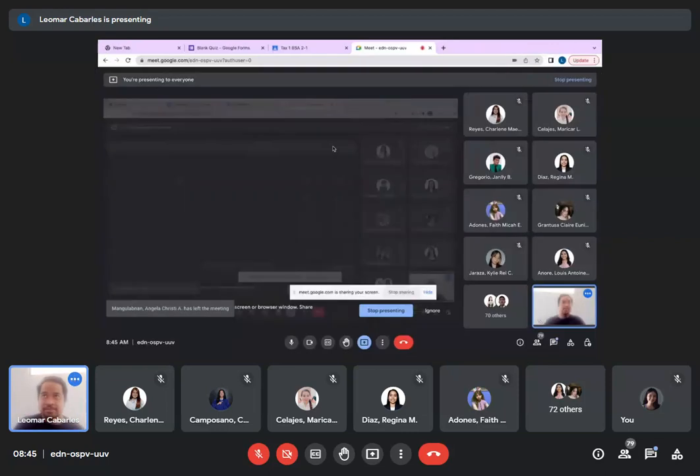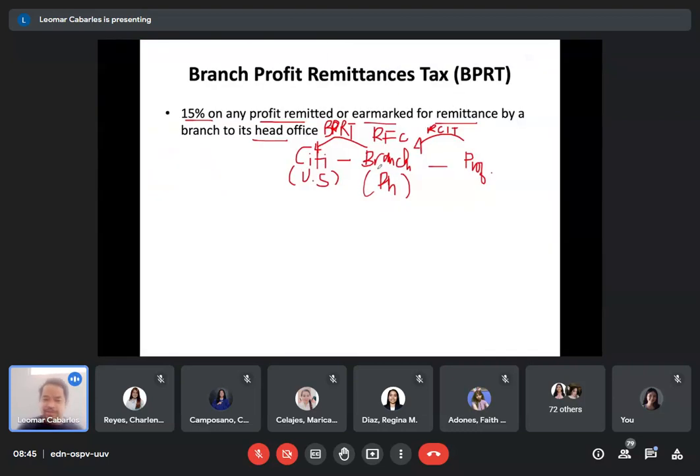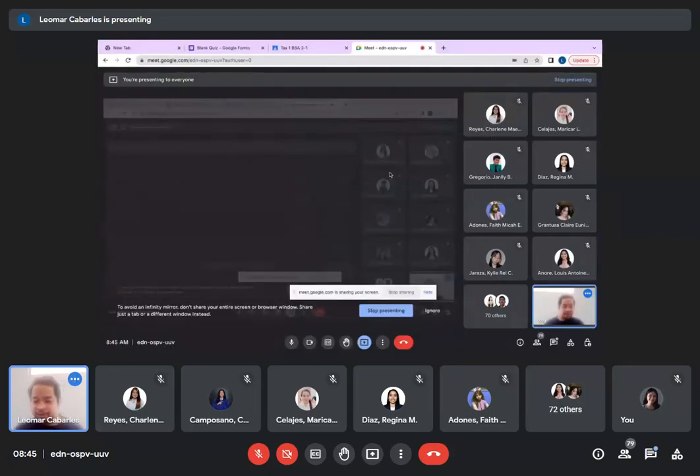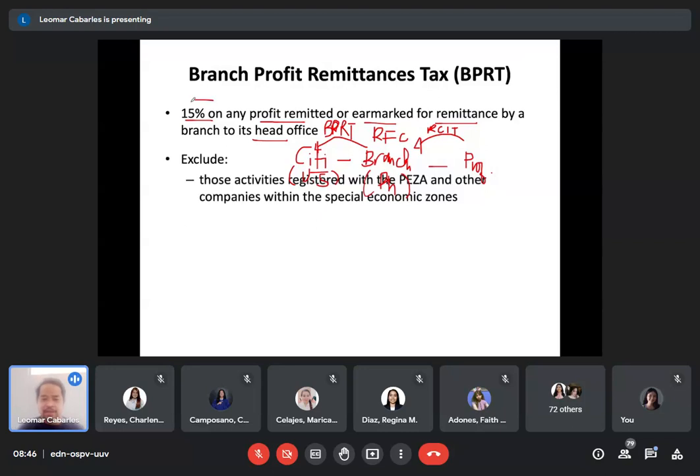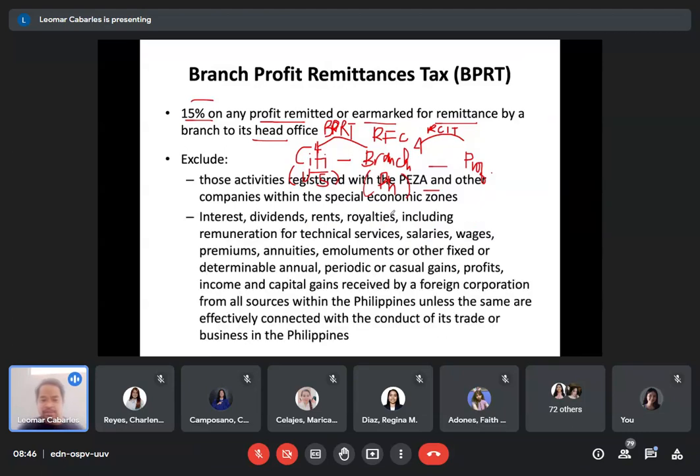So ano napansin nyo, class? Ang BPRT ba is para siyang tax sa dividend? The answer is yes. Okay? Ang stockholder kasi ng branch, essentially, itong foreign corp. So pag nag-dividend yan, may tax dapat yun. Kaya meron tayong BPRT. Okay? So 15% yan. Ang hindi lang kasama dyan, yung exempt under PEZA, there's economic zones, interest, dividends, rents, royalties, mga to. Unless connected sa business. Ang tinutukoy dito na BPRT, yung connected sa business nila. Okay?